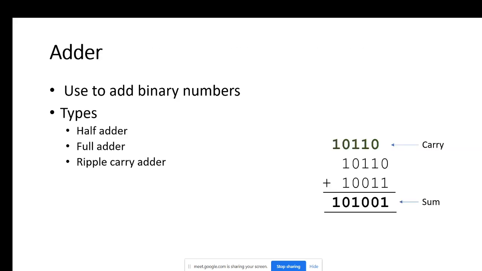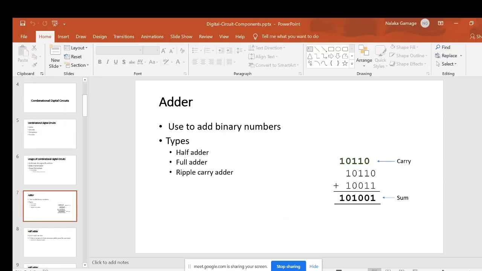First, we are going to look at the adder. Adders are used to add binary numbers. We know how to add binary numbers. For example, if you have these two numbers and you want to add them, we know that 0 plus 1 is 1, 1 plus 1 is 2. So I will just take the pen. Just 1 minute.